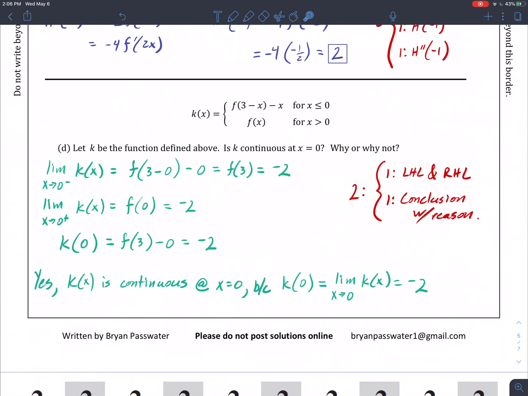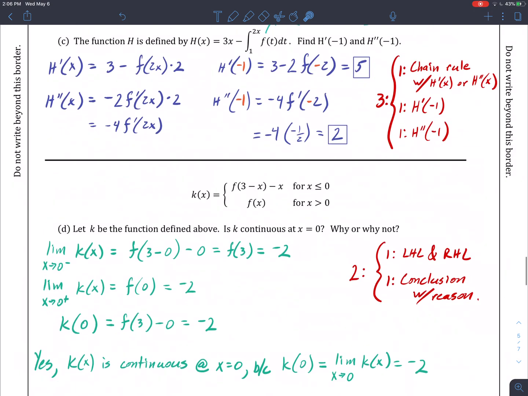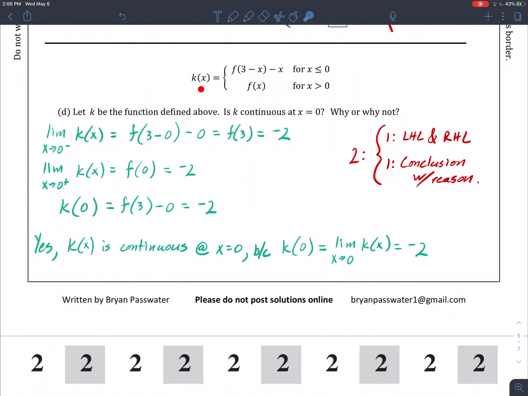In part D, we are given yet another function that relates and ties back to f in some way. But the function k is defined as a piecewise function which involves f of x, surrounding the value of x equals 0. It says, is the function k continuous at 0? Why or why not? Well, this is a 2-point question.